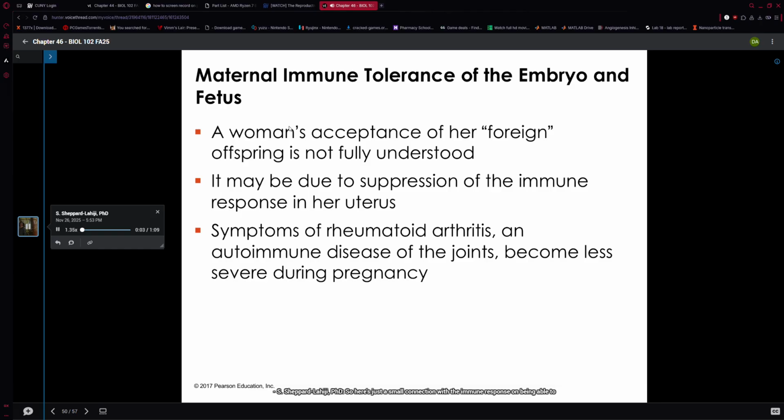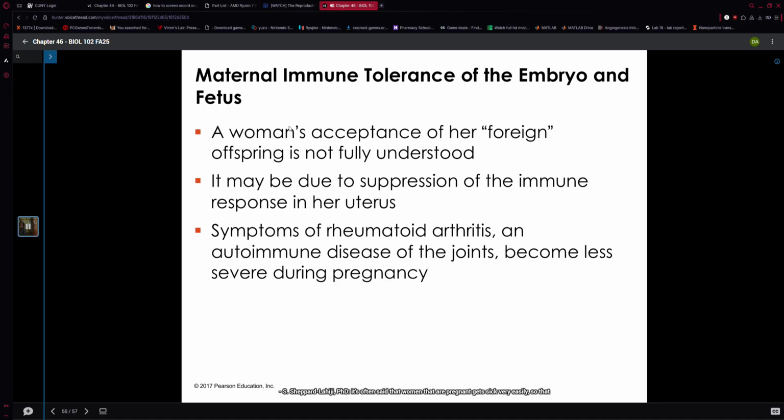So here's just a small connection with the immune response and being able to tolerate the embryo and fetus, and the distinction of these two just has to do with how far along in the process of development we are. But the mechanism that a woman goes through in terms of saying, okay, this is not a foreign entity within me, that's not properly understood, but it's thought that the individual is in kind of an immunosuppressed state. And this kind of makes sense to me, and they'll see that things like autoimmune disease are less severe during pregnancy because that is going to be kind of an amplification of the immune response.